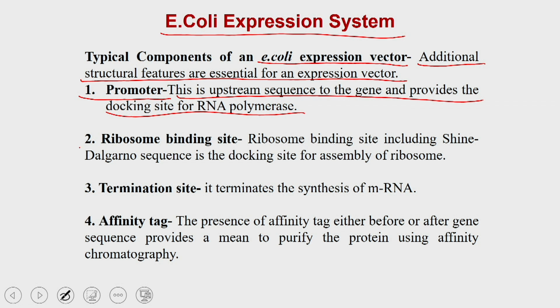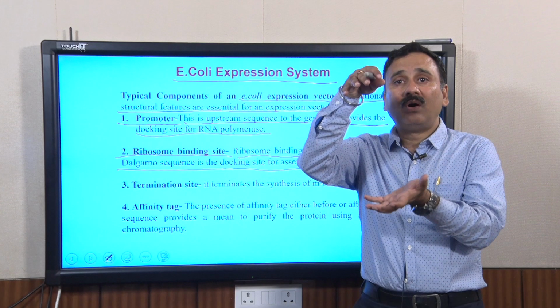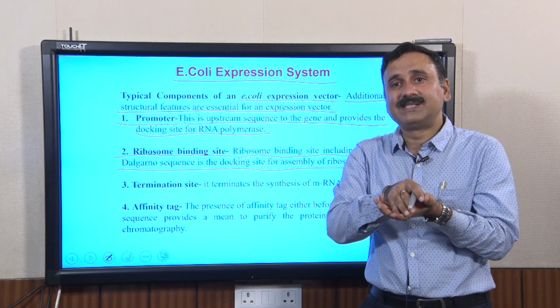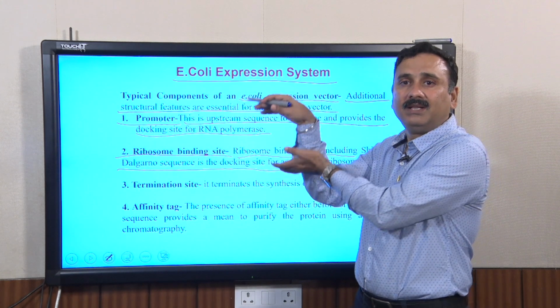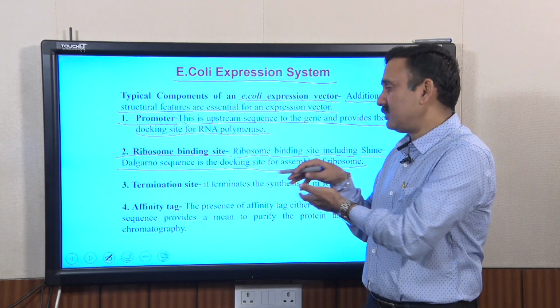Then you need the ribosome binding site. The ribosome binding site is essential because it will allow the ribosomes to go and bind, and that includes the crucial Shine-Dalgarno sequences, which is going to provide the docking site for the assembly of the ribosome subunits, so that the ribosome is going to assemble onto the messenger RNA, and then it will start the translation process.